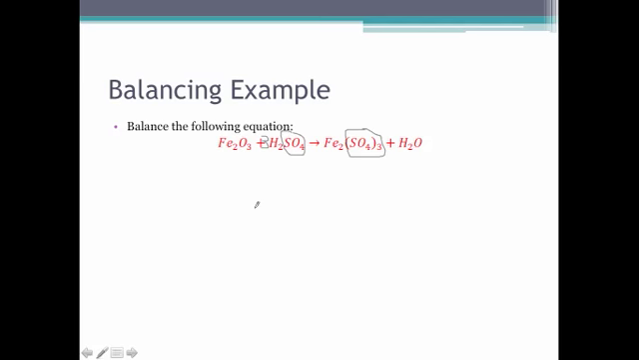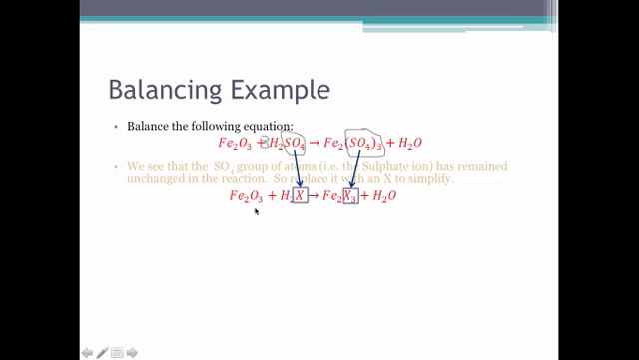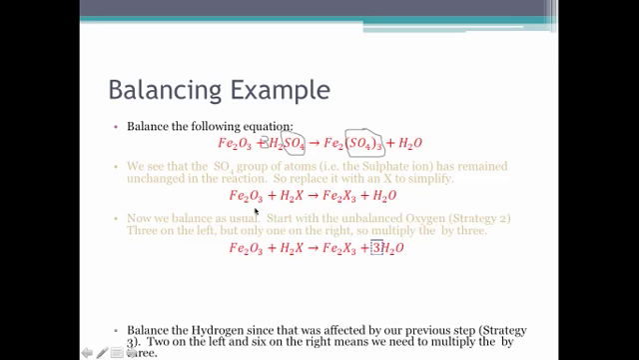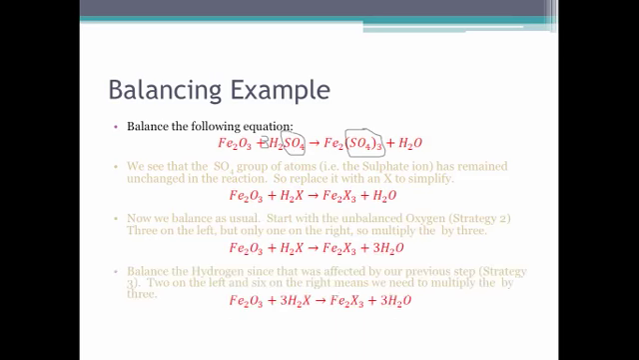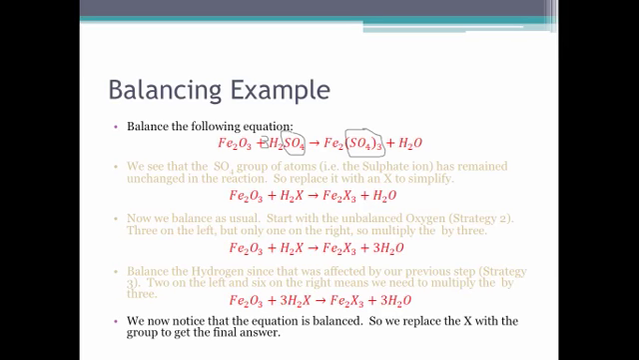In fact, if we look at the rest of this example, you'll find that what we're after is a 3 here to get all the hydrogens right. That's actually balanced now. The X there is just supposed to represent the sulfate. You can see here that the whole thing's now balanced. You can go back and look at that at your leisure.